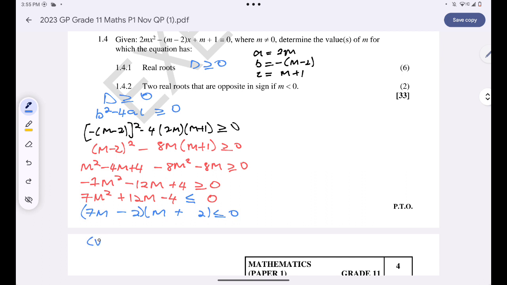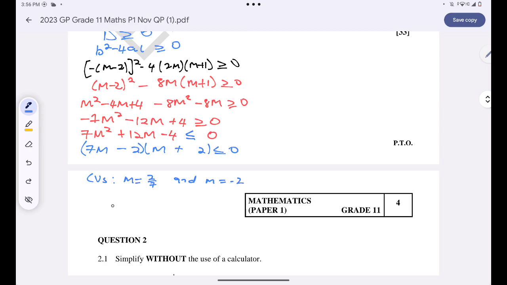So your critical values: m is equal to 2 over 7 and m is equal to negative 2. Just place them on the number line. You need to place them from the small one to the bigger one. Negative 2, then 2 over 7.